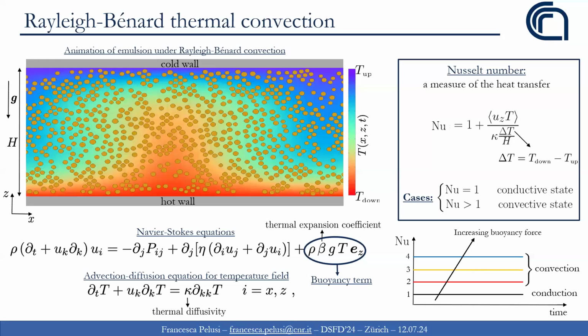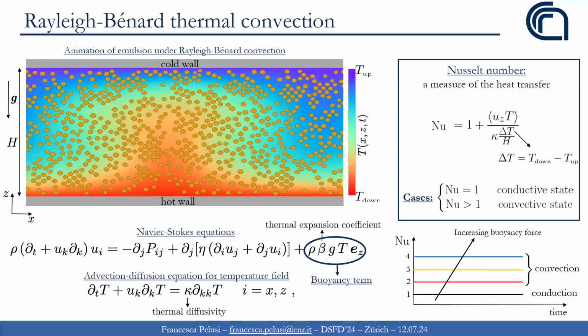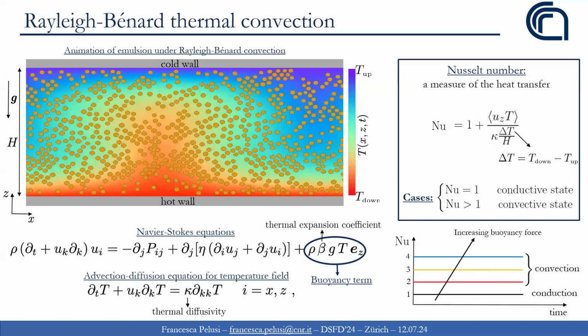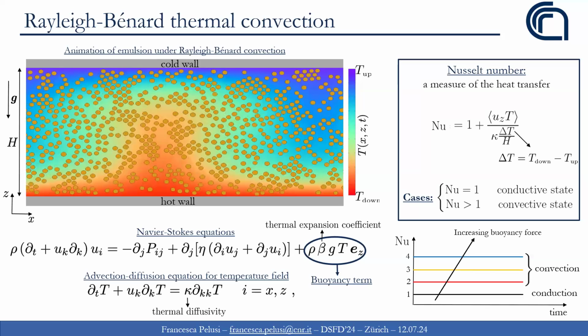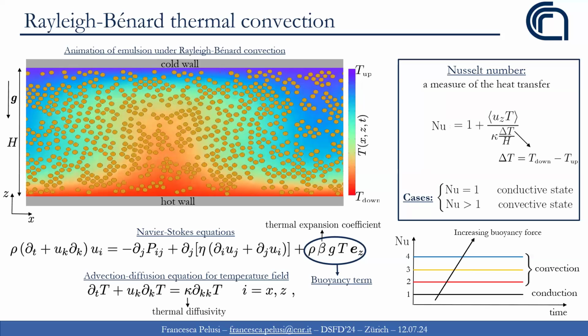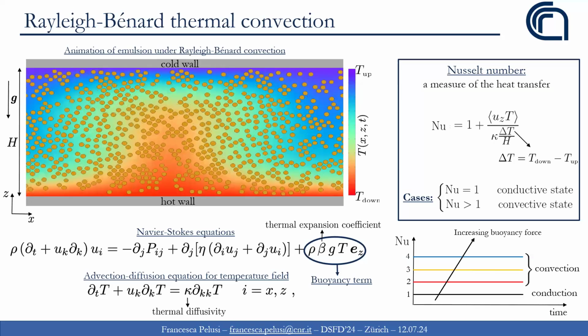In this setup, we have the material placed between two walls, a lower hot wall and an upper cold wall. So between the two walls, we have a linear gradient, at least at the beginning. The two walls are placed at the distant edge, and the system feels the action of gravity.